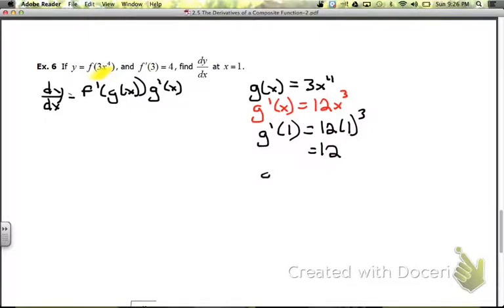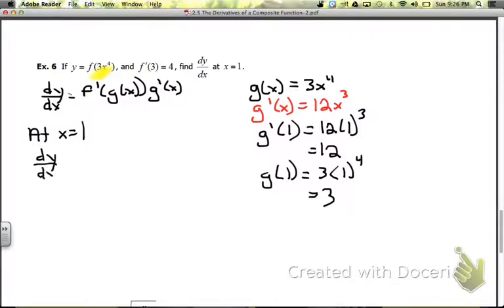And what about when we have g at 1? So not our derivative, just g of x at x equals 1. So sub in 1 there, and we just get 3. So let's look at this at x equals 1. The derivative of y in terms of x is actually just going to be equal to f prime of g at 1 times g prime at 1, which is great because we know those values. So let's see if this will help us.